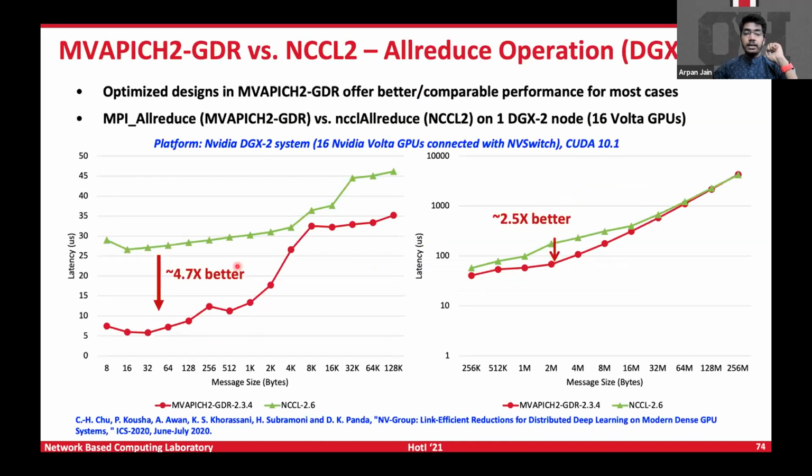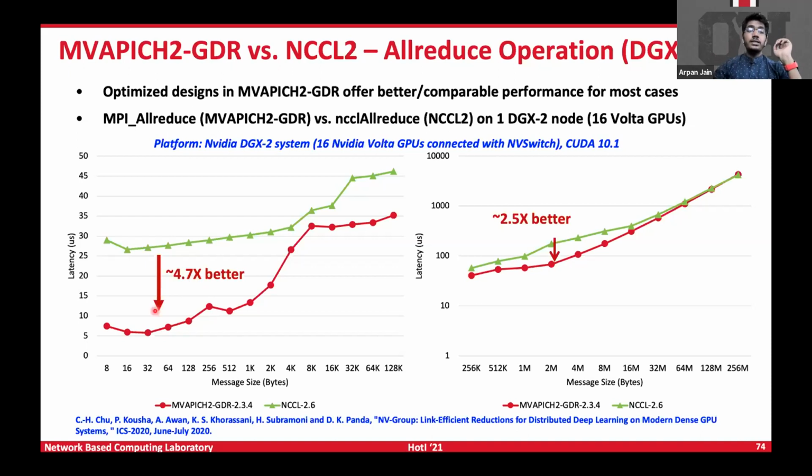However, now this is the recent study. Here we are showing that if we use MVAPICH2-GDR, which is a GPU-based solution for MPI, it can offer better performance than NCCL. This is across all message ranges. Here we are showing the result for the short messages, and we are up to 4.7x better than NCCL. Obviously, this is not the use case NCCL is designed for.